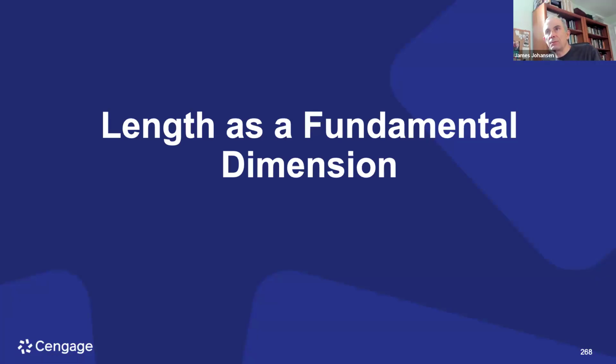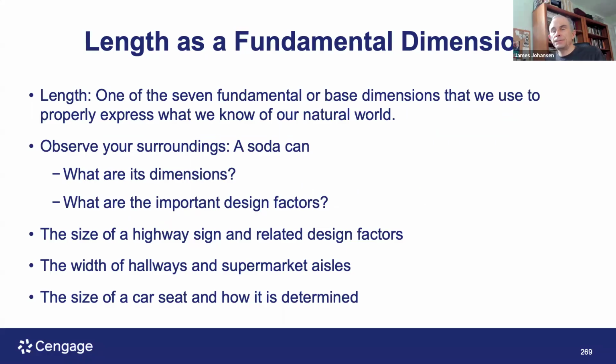So let's think about length as a fundamental dimension. And so here we can be looking around our world. And how does this come up? It's one of the 7 fundamental or base dimensions that we use to properly express what we know of our natural world. We talked about that in our last lecture, and so now we're getting a little bit more specific one at a time. And so let's observe our surroundings. A soda can, for example, what are its dimensions? You can be thinking about that. Well, that's a volume question. And so we'll get a chance to get some exposure to that. What are the important design factors?